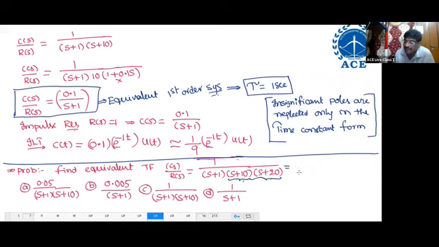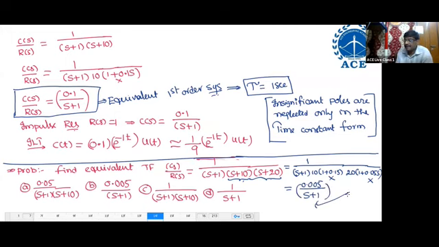1 by S plus 1. Take 10 common: 1 plus 0.1 s. Next take 20 common: 1 plus 0.05 s. Then neglect these two. Then what will I get? 1 by 200, which means 0.005 by S plus 1, is the answer. So like this, you have to find the equivalent first order systems.